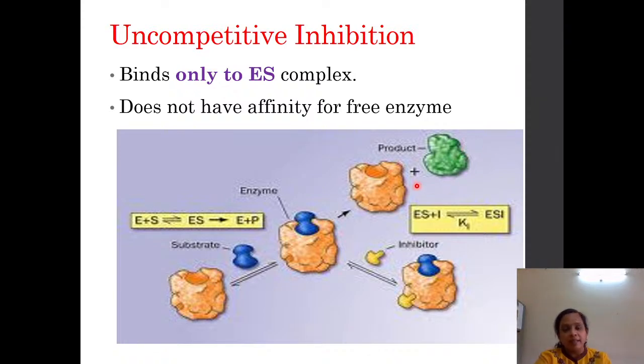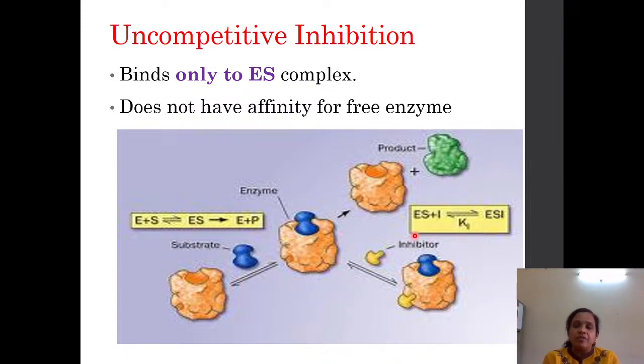Normally, the substrate and the enzyme will combine and give rise to an enzyme substrate complex. That complex will dissociate into the enzyme and the product. Now this enzyme will once again go back for the reaction to happen. Now when you use an inhibitor, what will happen? The inhibitor will sit at a site other than the active site, and it will be inhibiting the reaction.